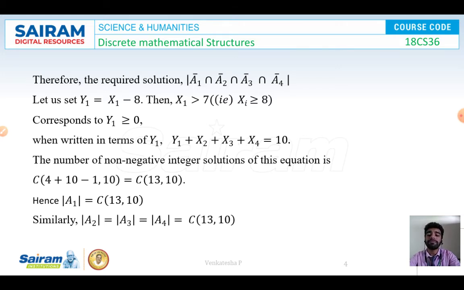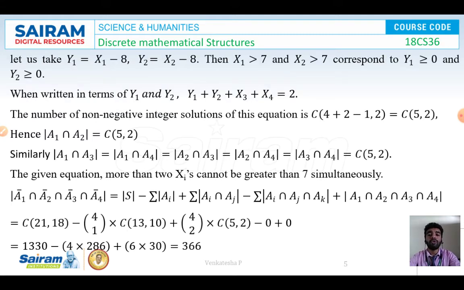Similarly, we can find the order of A2, A3, A4; it will be equal to the order of A1 only. Hence the summation of the orders of Ai, that is A1, A2, A3, A4, is given by 4 times combination of 13 comma 10.